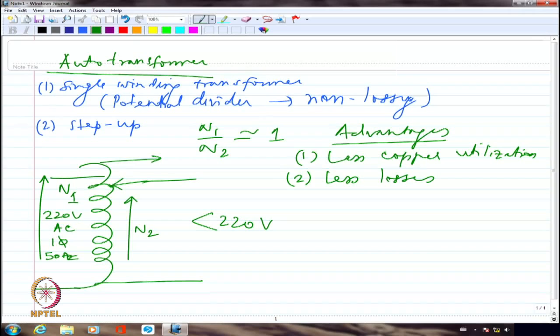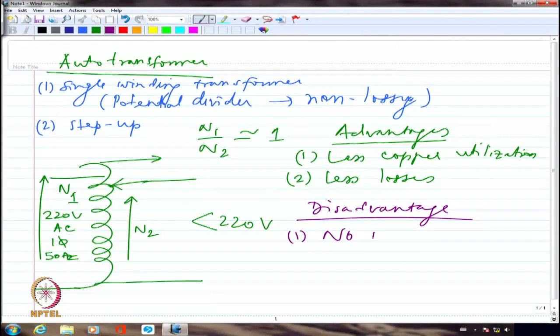So the advantages we said already. Definitely there should be disadvantages, otherwise we will not be using two winding transformer at all. So the major disadvantage of an auto transformer is no isolation. There is no isolation at all between the primary and secondary. Essentially, electrically both of them are connected, or I would say if I call this as the ground, it is common to both the primary side and secondary side.